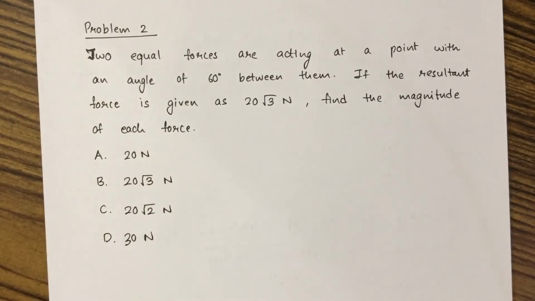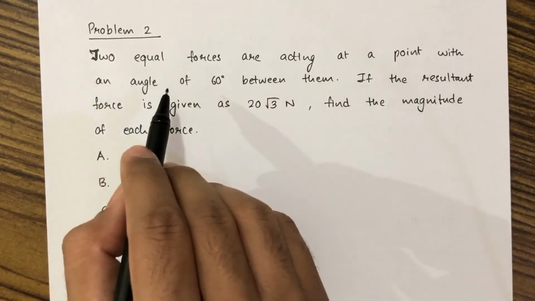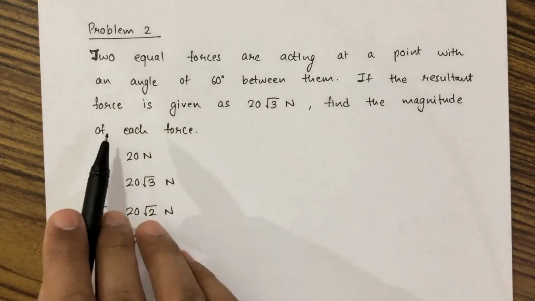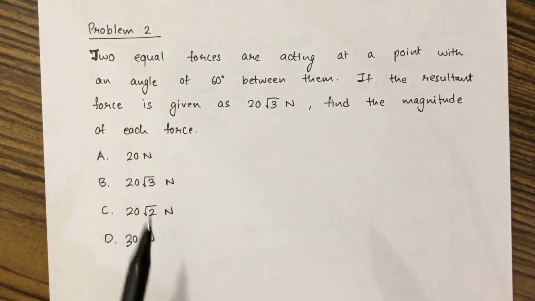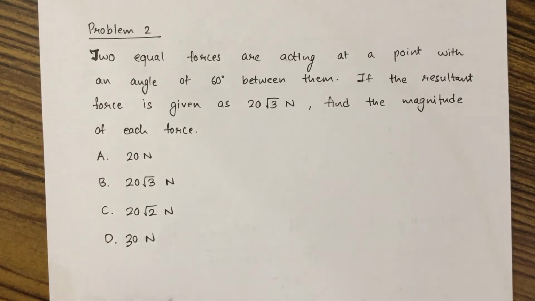Let us solve another problem. Two equal forces are acting at a point with an angle of 60 degree between them. If the resultant force is given as 20 root 3 Newton, find the magnitude of each force. Again, 4 options are given. We have to choose the right option.